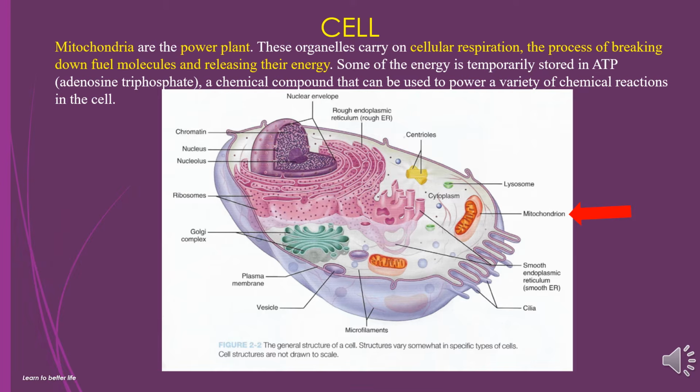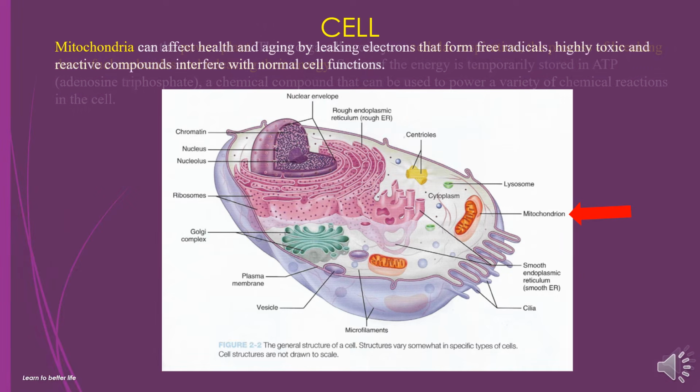Mitochondria are the power plant. These organelles carry on cellular respiration, the process of breaking down fuel molecules and releasing their energy. Some of the energy is temporarily stored in ATP, adenosine triphosphate, a chemical compound that can be used to power a variety of chemical reactions in the cell.